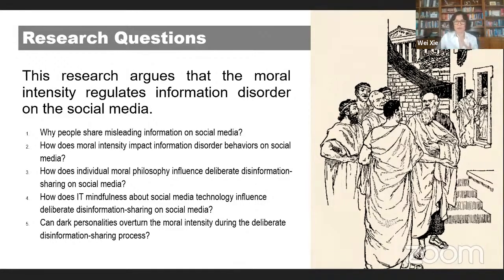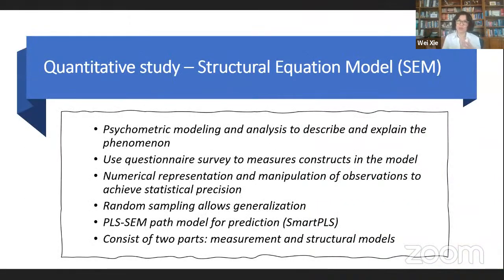Therefore, dimensions underneath there in the concept of moral intensities. As you can tell from my research questions, other than the moral intensities, which is a major perspective I use, I'm also interested to find out whether other reasons, such as people's moral philosophies, dark personalities, and mindfulness about the technologies, also impact people's sharing behaviors on social media as well, right? So I got my research questions.